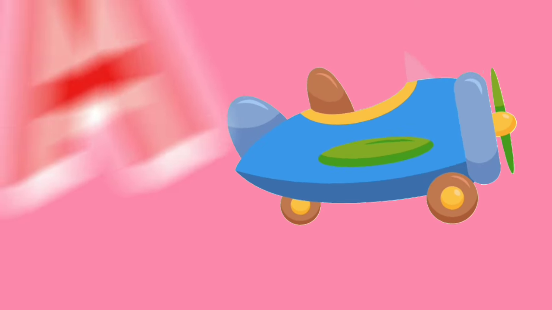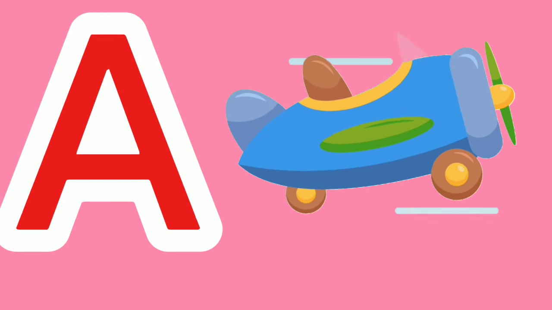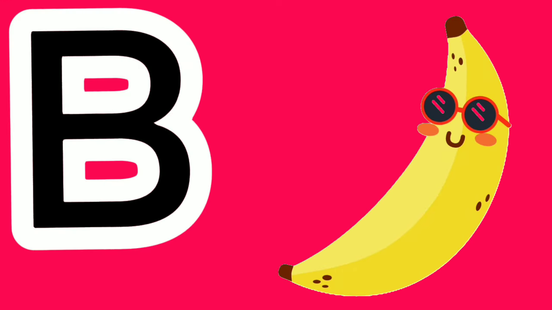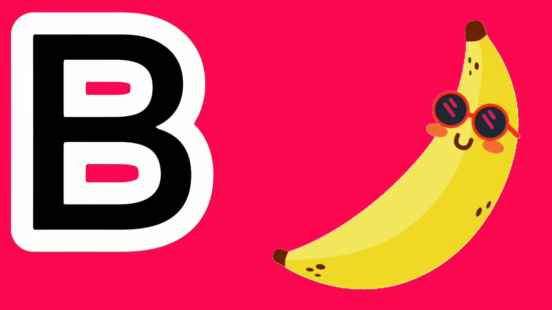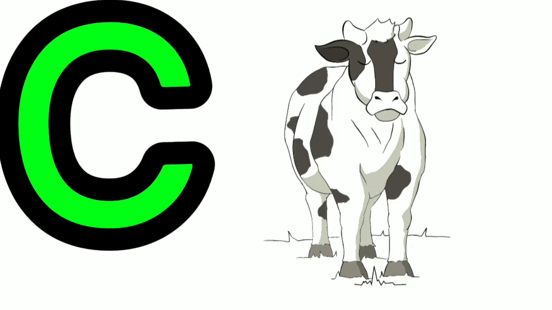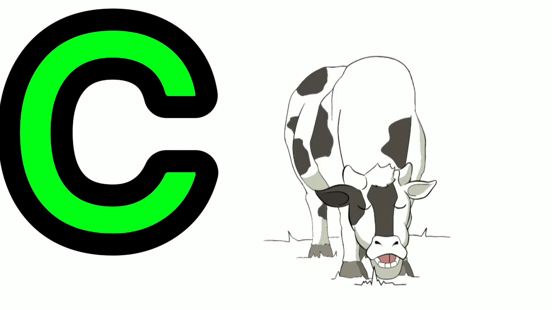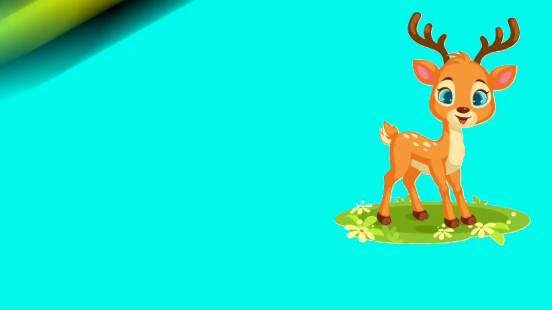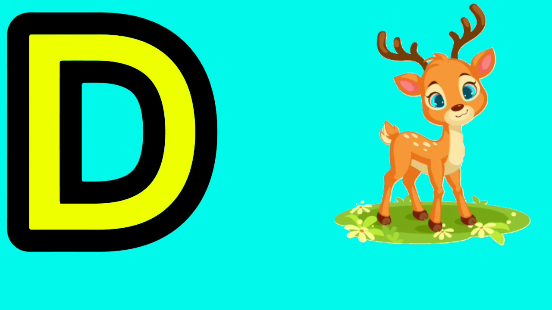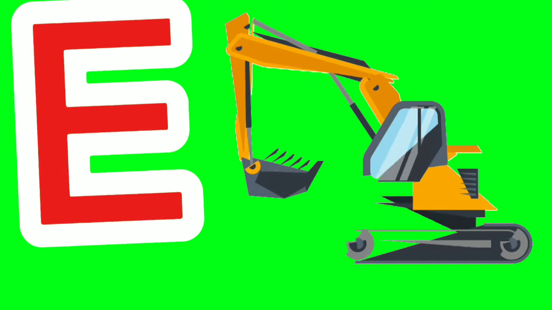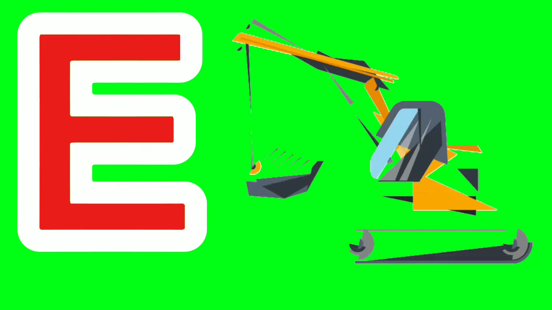A is for aeroplane. B is for banana. C is for cow. E is for excavator. F is for fan.